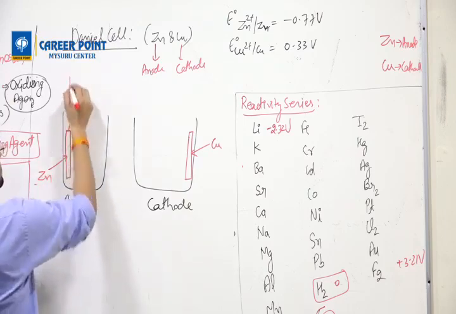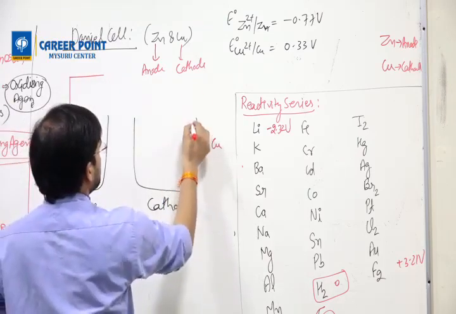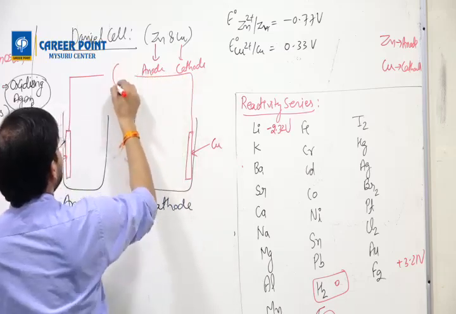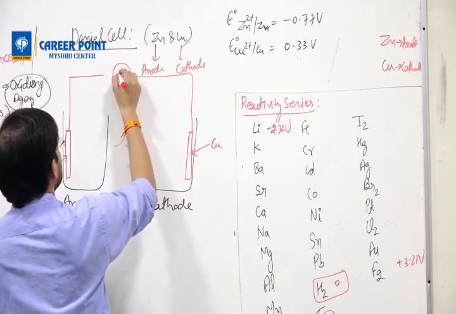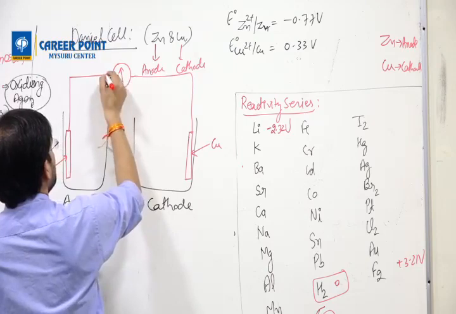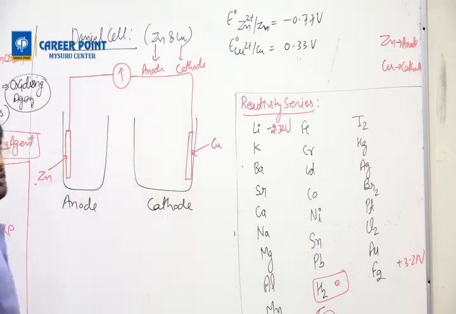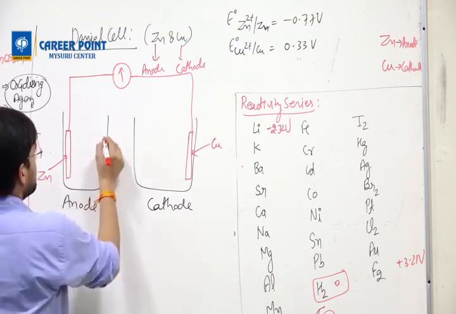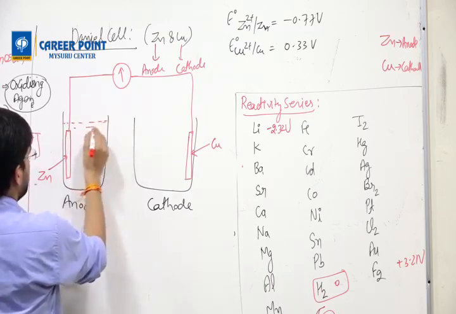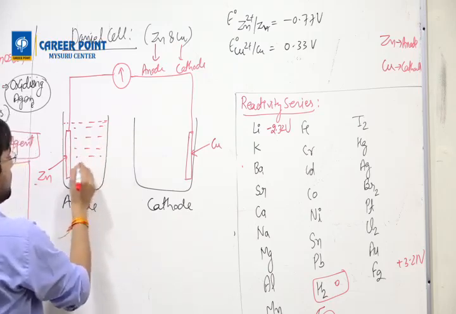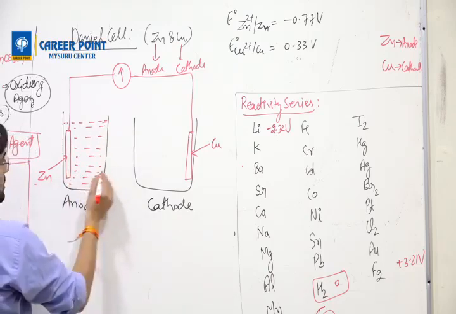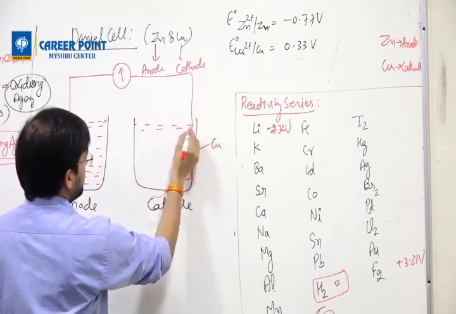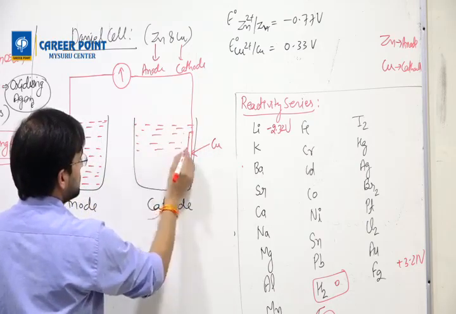Then they are going to be connected, but to connect them, I am going to put in a voltmeter. Why do I need that voltmeter? Because I want to measure how much electricity I can generate. Then next, this is going to dip in an electrolytic solution, and this is also going to dip in an electrolytic solution.